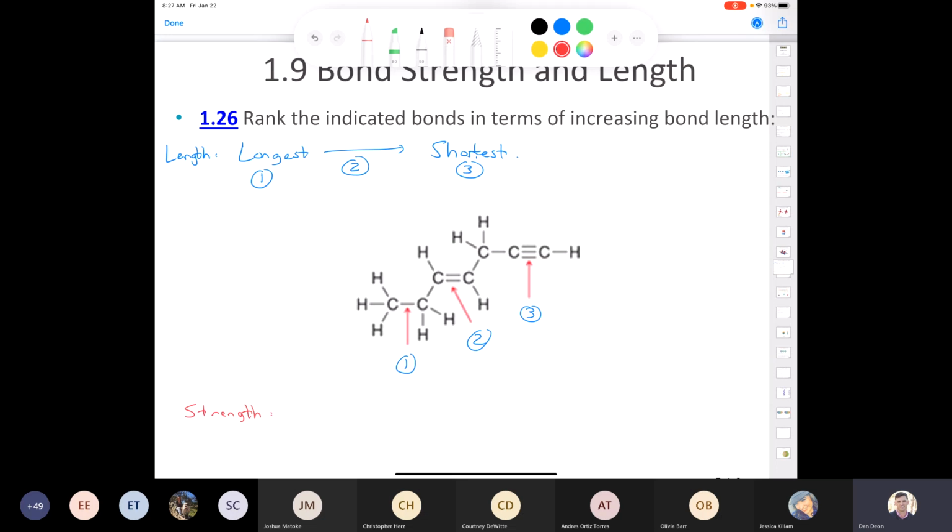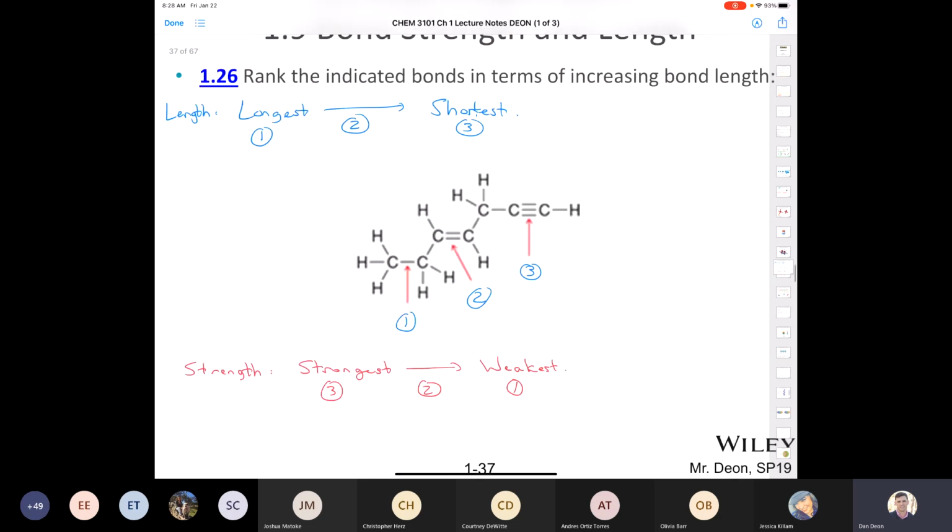If we were to rank these in terms of strength from strongest to weakest, which one of these is going to be the strongest bond? 3. Yeah, 3. And 1 is going to be the weakest, and 2 will be somewhere in the middle. So it's imperative that you understand the relationship between number of bonds and bond strength and bond length.